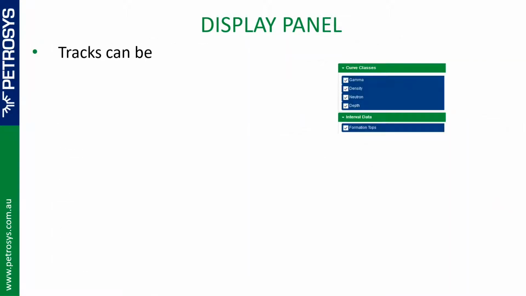In the map template panel, we can select to turn on all of the curve classes that we've selected, or we can turn them off and just select the ones that we want to display. So we can add those in by ticking them on and remove them by unticking them. So we may not want to show the depth and the formation tops, we may just want to show a gamma ray, for example. So then we would turn everything off except the gamma ray curve class.